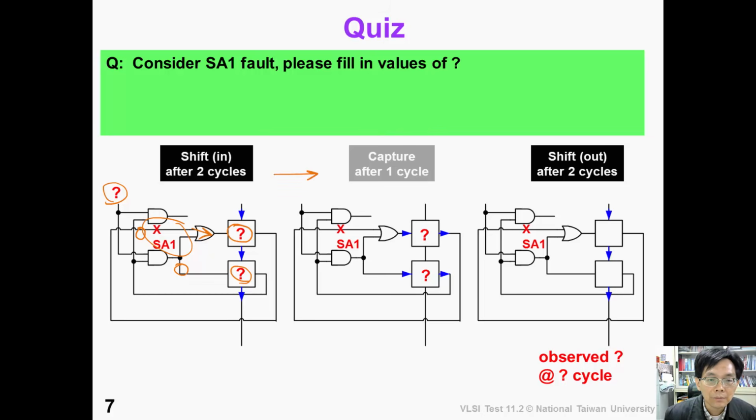And then after a capture, we can capture the response here, which is 0/1. For the good circuit, this flip-flop should be 0. For the faulty circuit, this flip-flop is 1. And this flip-flop is supposed to be 0. Now, we shift out the contents and we are able to observe a 0/1 at the end of the second cycle. Have you got it correctly?